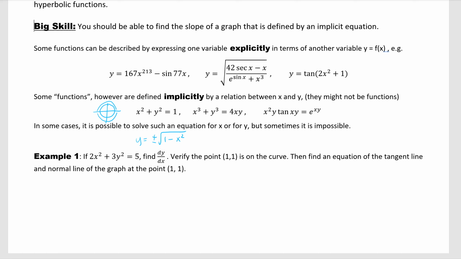So in this case, you are still able to solve for y explicitly, but for some other relations like this, oops, you're not able to solve for y in terms of x. Sometimes it's impossible to solve for y in terms of x, or solve for x in terms of y. So that's why we need the methods of implicit differentiation.